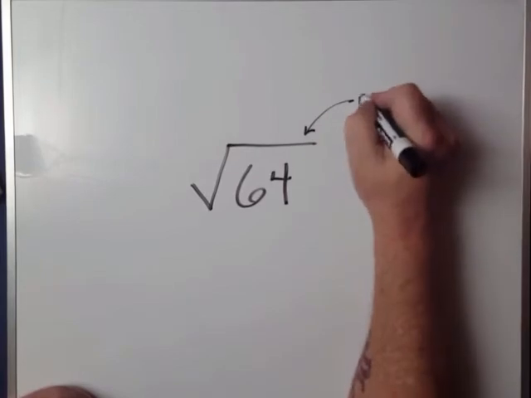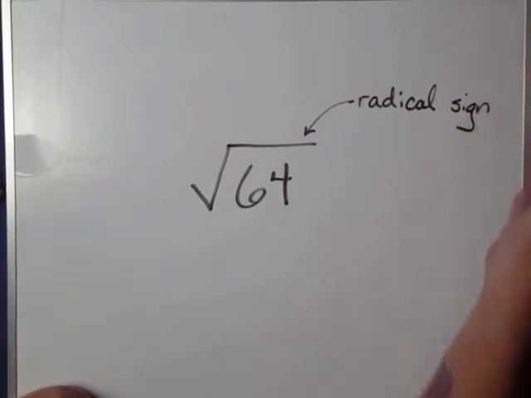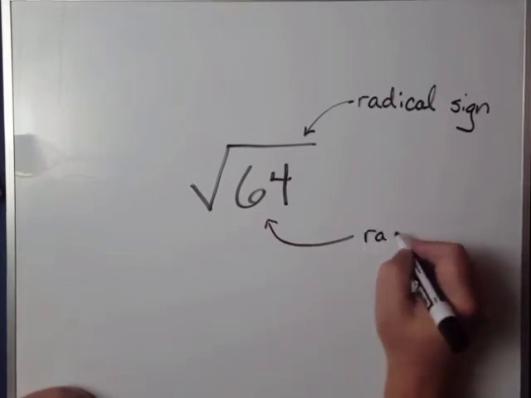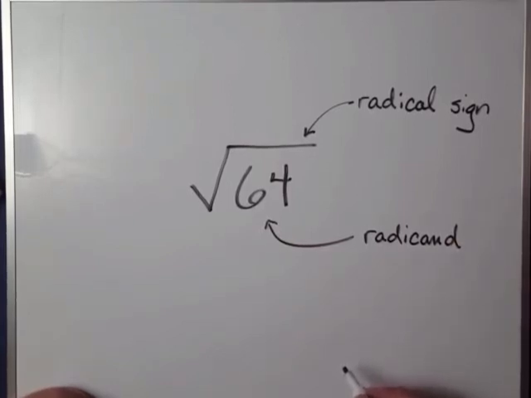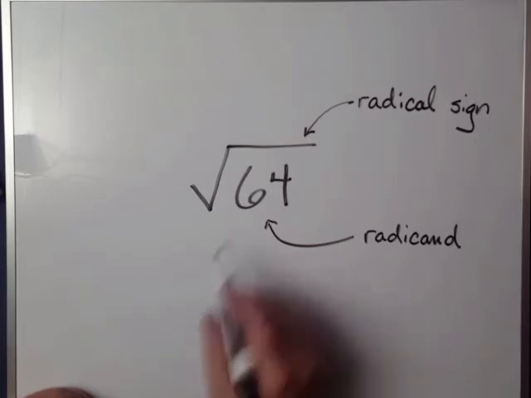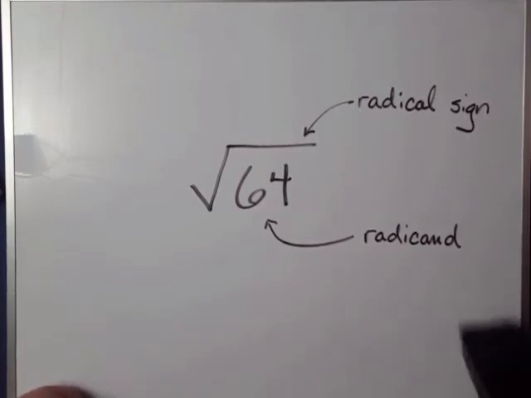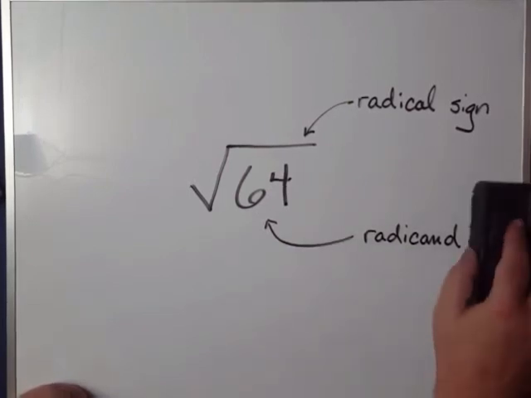The symbol that we use is called the radical sign. The number inside the radical is called the radicand. So if I simply ask you, what is the radicand in this expression? The radicand is 64. So there's some terminology that we need to know. We'll come back to this little figure, and I have one more bit of terminology to give to you, but we're not quite ready for that yet. Let's continue in this homework set.